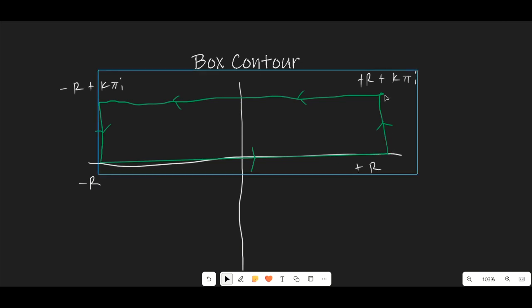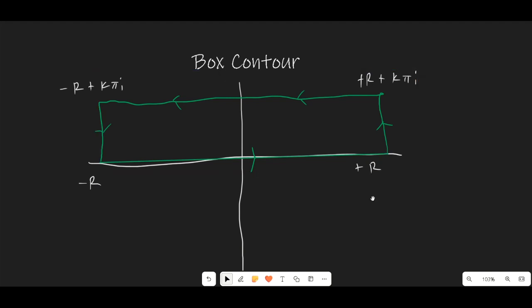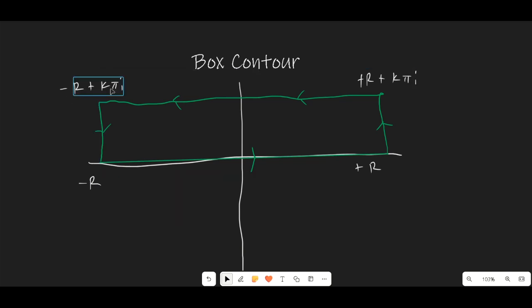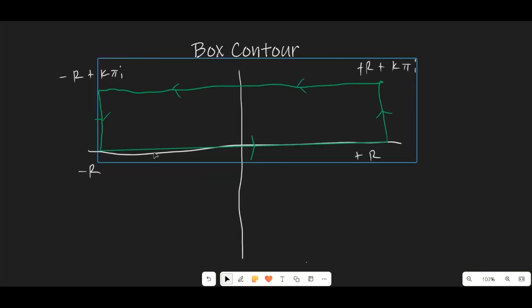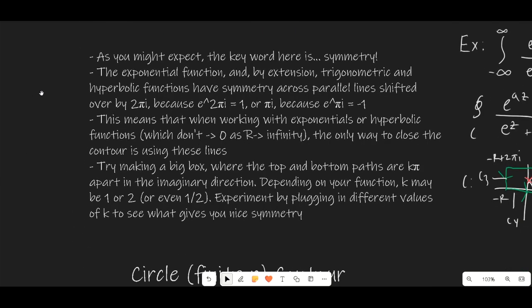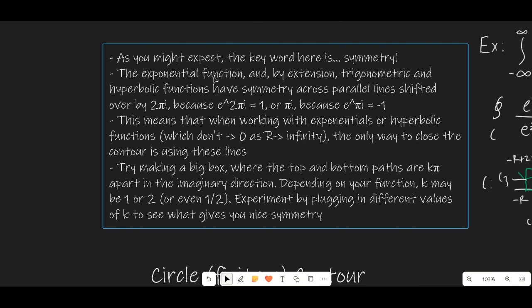Then we go upwards in the imaginary direction to plus r plus k pi I to minus r plus k pi I, and then we close the contour back down. Now, I'll go ahead and try to explain the appeal of this contour. It's a little bit confusing, but as you might expect, the key word here is symmetry. The exponential function, and by extension trigonometric and hyperbolic functions, have nice symmetry across parallel lines shifted over by 2 pi I.